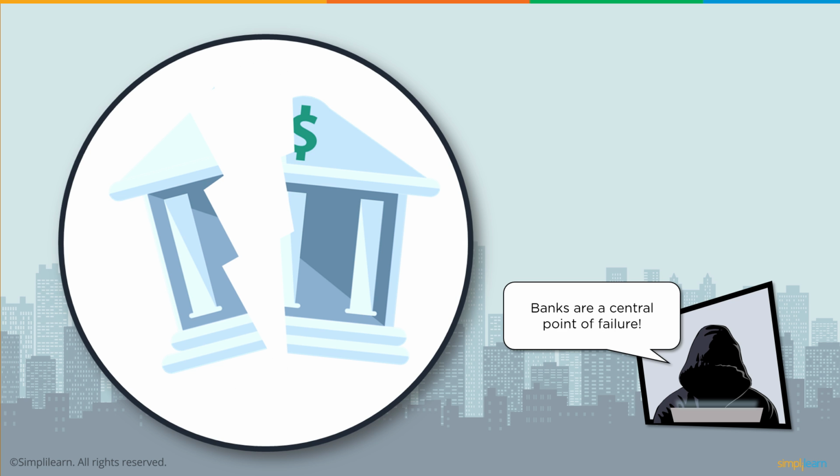Now, banks in such an ecosystem act as a center point of failure. It is a centralized system which is prone to failure from a centralized point of view. So if the bank fails, all the transactions dependent on the bank will come to a halt.